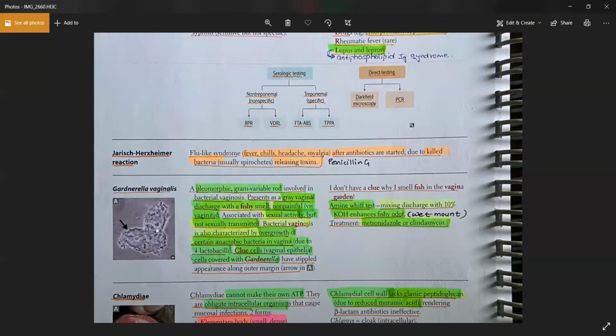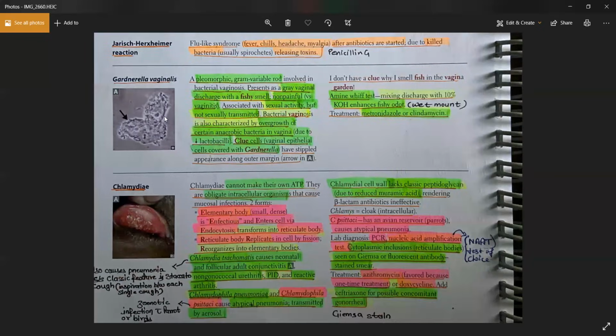It's very important. Then comes Gardnerella vaginalis. One of the most important facts that you need to know is that it is a pleomorphic gram-variable rod. You cannot differentiate it into gram positive or gram negative. These are gram-variable rods. And they also colonize your vagina, very important. And whenever they cause vaginosis, please remember it is vaginosis, not vaginitis.